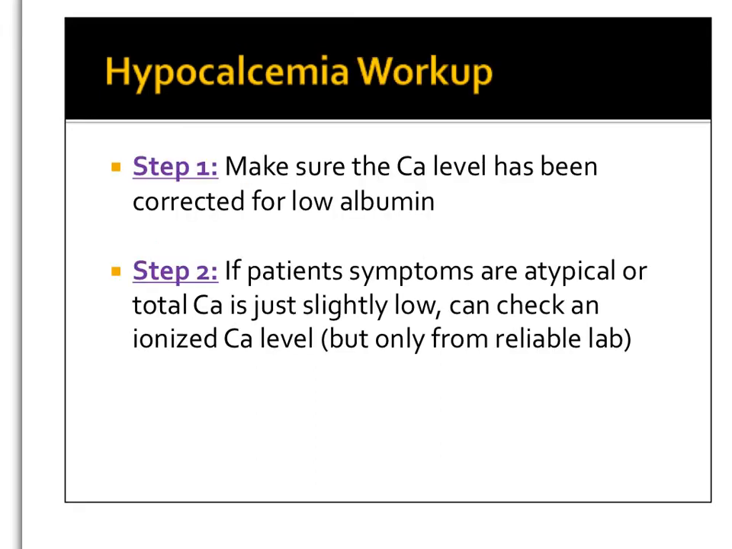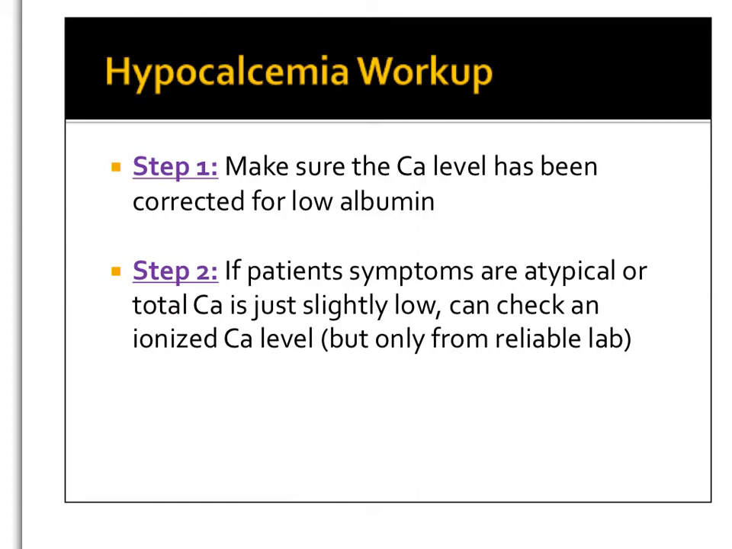Here's the workup for hypocalcemia. Step 1, make sure that the calcium level has been corrected for any low albumin using that calculation I showed you earlier in the presentation. Step 2, if the patient has any symptoms that are atypical, or if the total calcium is just a little low, then really you should check for an ionized calcium level, okay? But only do that if your lab is equipped to do so.